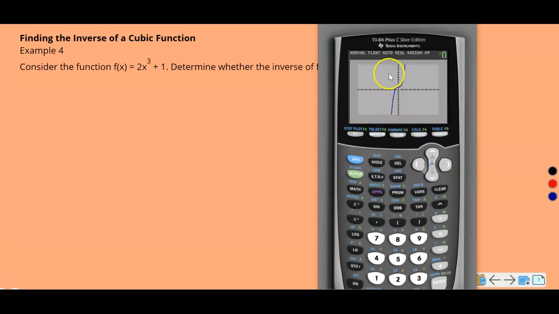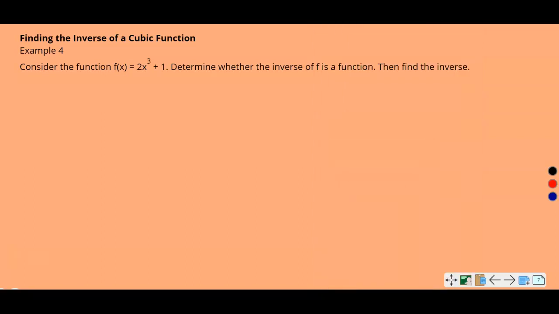And again, remember, you use the vertical line test to see if this one is a function. You use the horizontal line test to see if the inverse is a function. And if it passes the horizontal line test, that means it is a one-to-one function. So this one does pass the horizontal line test, so it is one-to-one. So it says determine whether the inverse of f is a function, and the answer is yes. The inverse is a function.